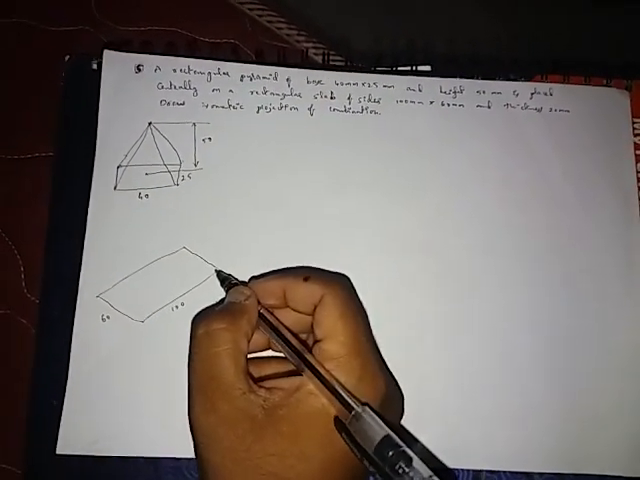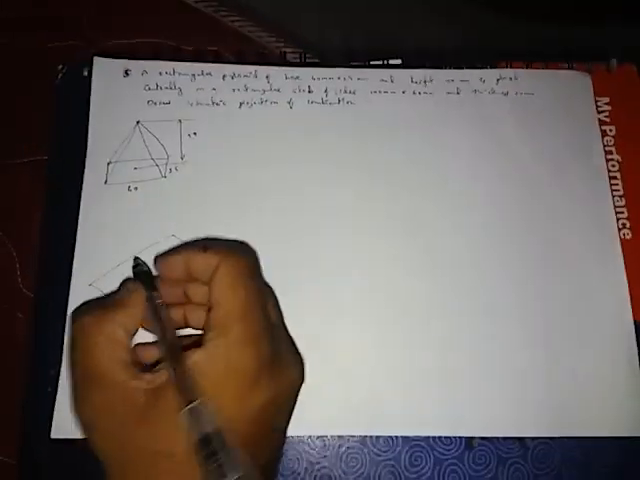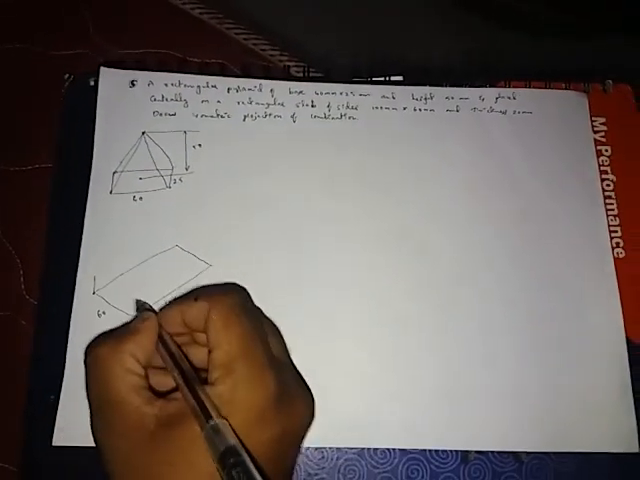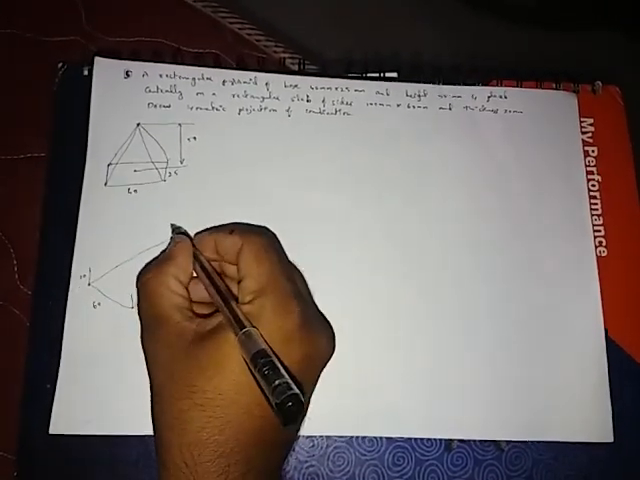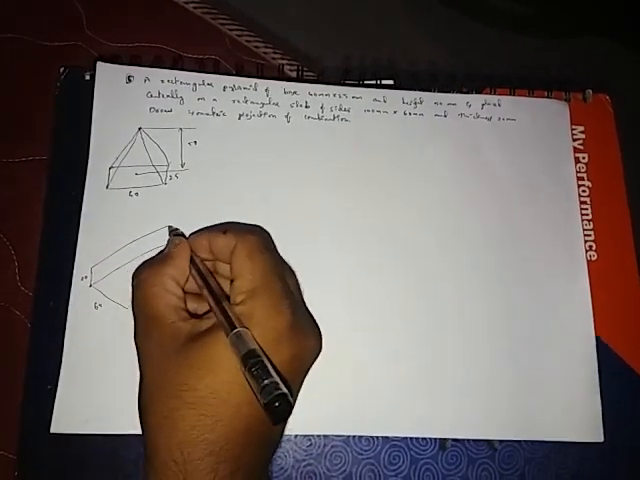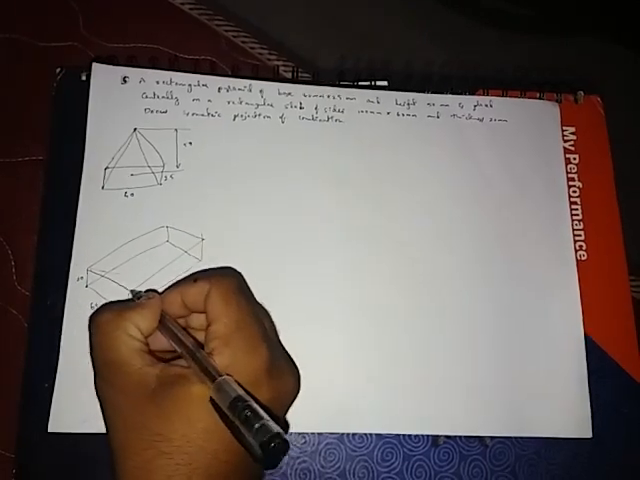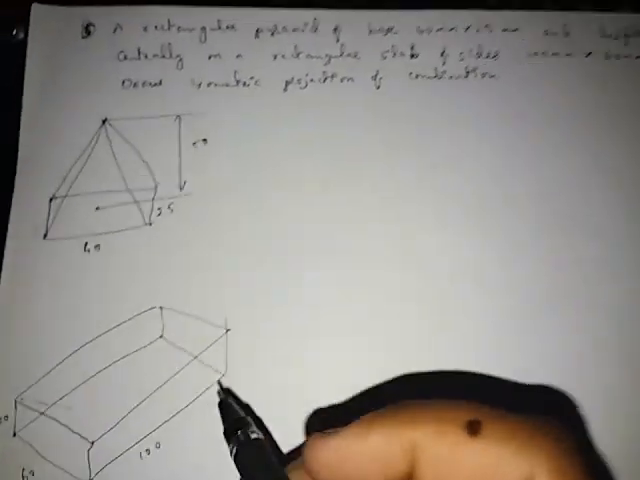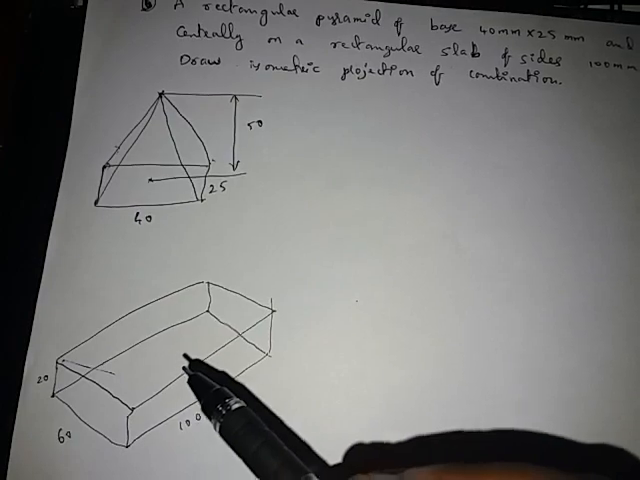So once you get this, draw the height or thickness of the slab, which is 20 mm. So 20 mm means 2 divisions vertical here, count 2 divisions in the isometric sheet. Okay, and connect the tips of those, so you'll get the rectangular slab. Okay, now we need to place this pyramid on this. Now how to place the pyramid on this?